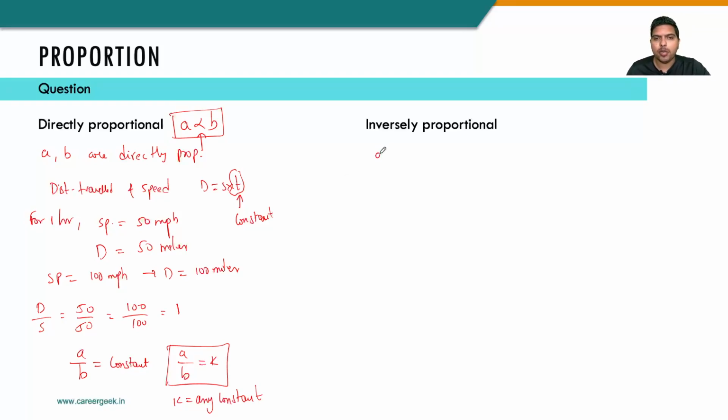Now, inversely proportional, let's say if A and B are inversely proportional. Again, the classic example is speed and time, right? Speed and time, we know that the formula is this. Now, distance is constant. You have to ensure that the other variables are constant. So let the distance be 100 miles.